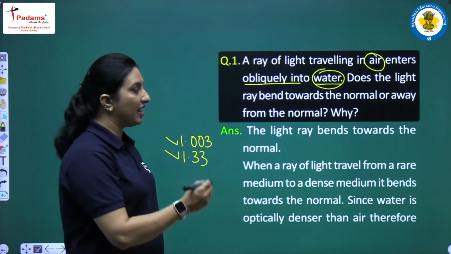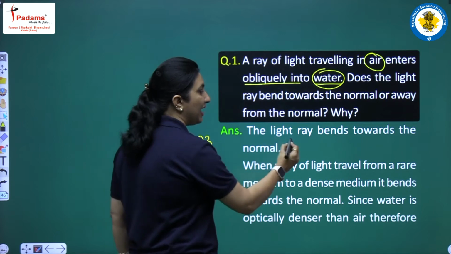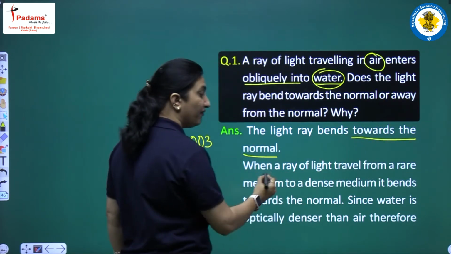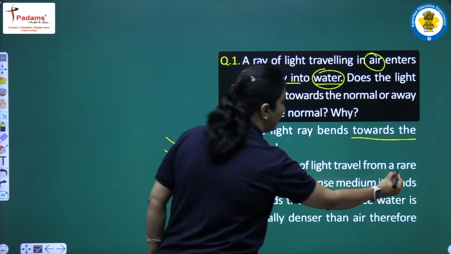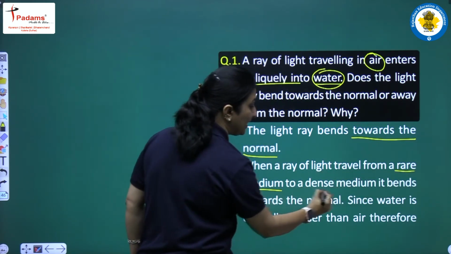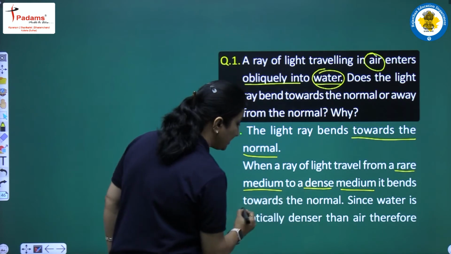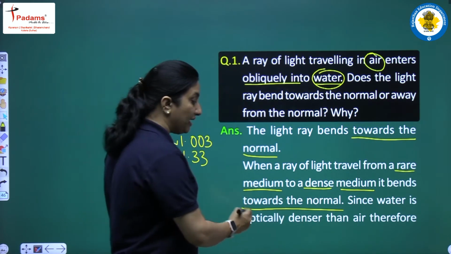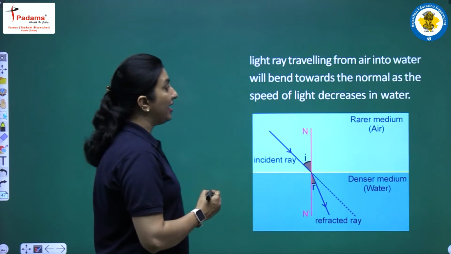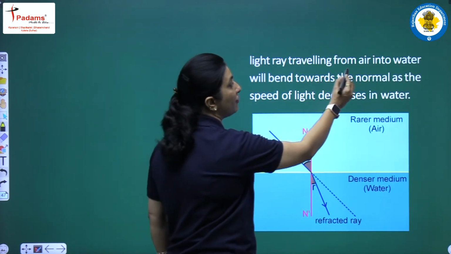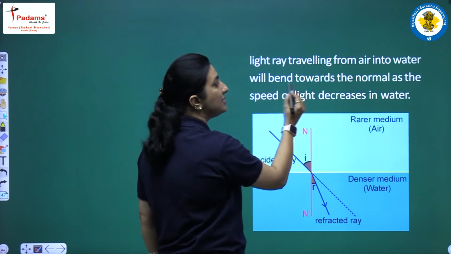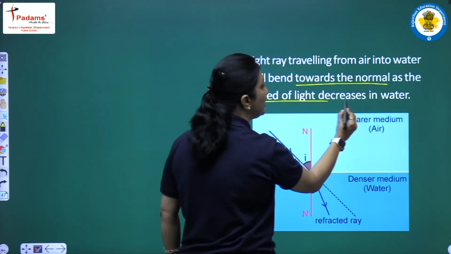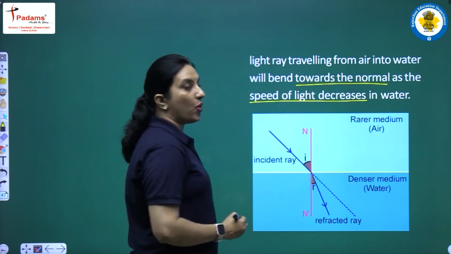So this is what we have written as the answer. The light ray bends towards the normal. When a ray of light travels from a rare medium to a dense medium, it bends towards the normal. Since water is optically denser than air, therefore the light ray travelling from air into water will bend towards the normal as the speed of light decreases in water.